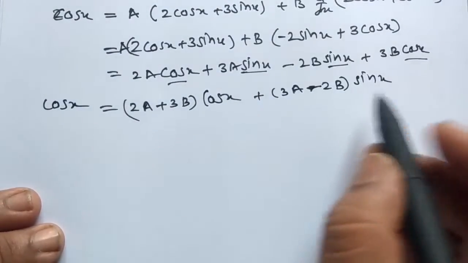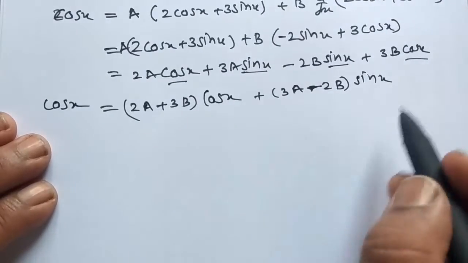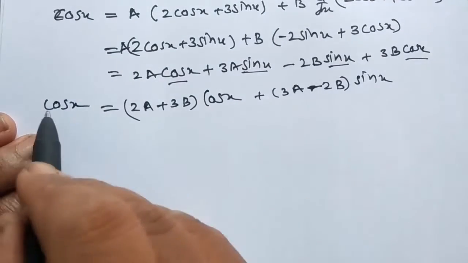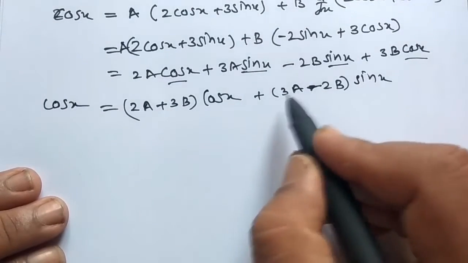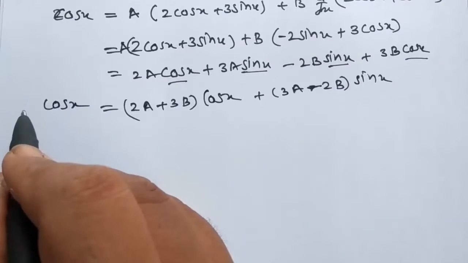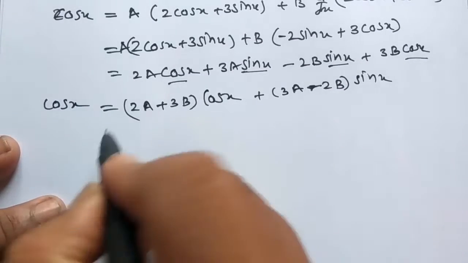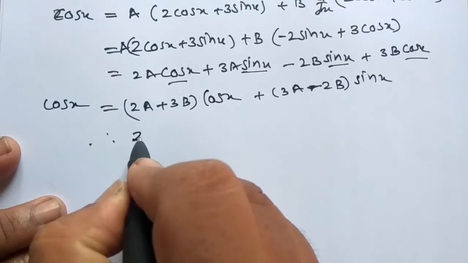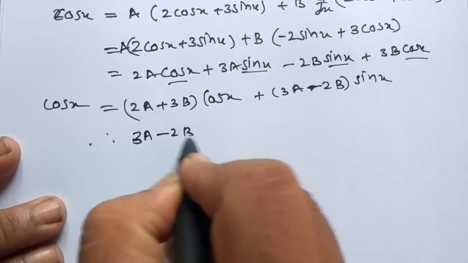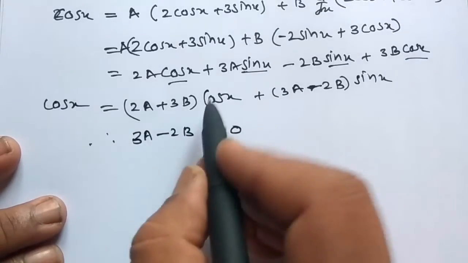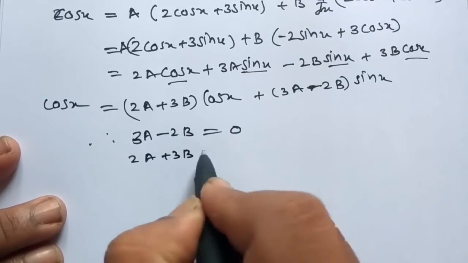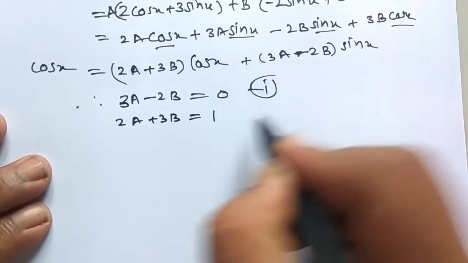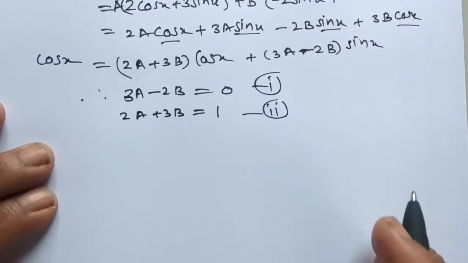Now comparing the coefficients of sin and cos on both the left hand side and the right hand side. Here the coefficient of sin x in the LHS is 0. So therefore 3a minus 2b is equal to 0, and the coefficient of cos x, 2a plus 3b, is equal to 1. This is equation number 1, and this is equation number 2.